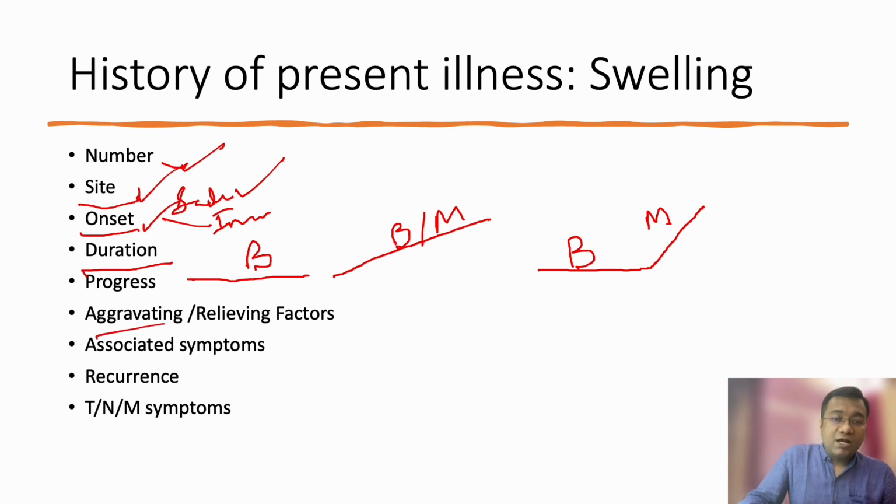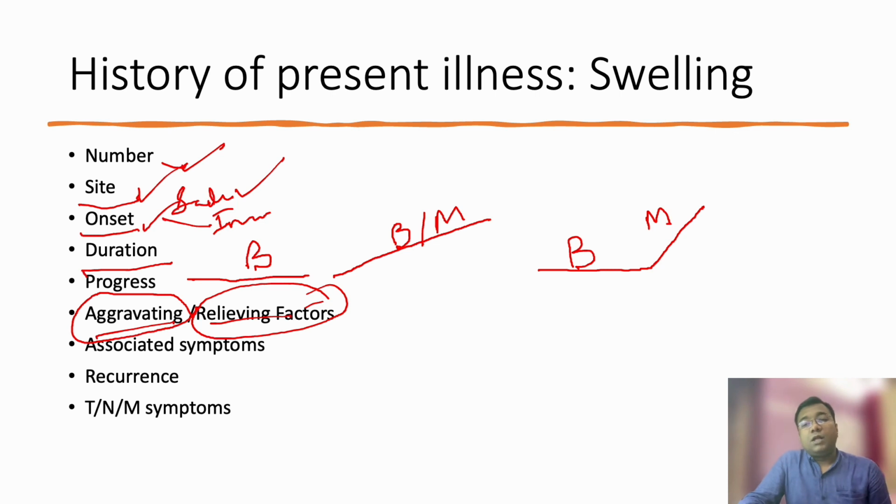Again, the aggravating and relieving factors are very important. What are the factors that increase the swelling? What are the factors that cause reduction in the size of the swelling? If you look at hernia, any hernia inside the body, what is a hernia? It's a protrusion of the contents through the wall of its containing cavity. Now if you increase the cavity pressure, automatically the hernia swells up. So any hernia swelling will increase when you increase the pressure of the cavity.